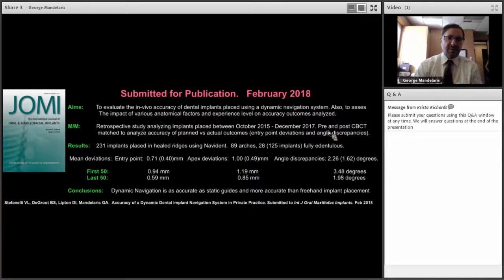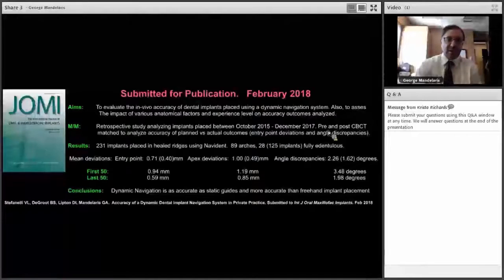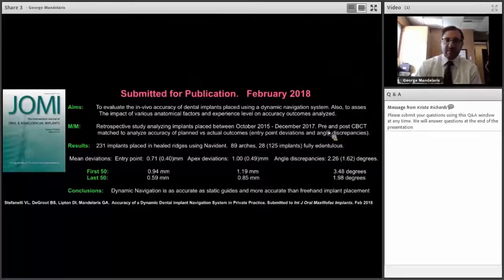And lastly, I just wanted to share with you a study that's recently been submitted. Dr. Stefanelli and myself used much of his data, 231 implants in his private practice, to report on the accuracy of this system. And I think what's interesting is that this is one of the first articles that speaks to the improvement of accuracy as you use the system. Initially, Luigi was around 1 millimeter off from an entry point standpoint. But as he got a little more experience with the technology, he was hovering right around 0.5 millimeters, and almost at 2 degrees of angle discrepancy.